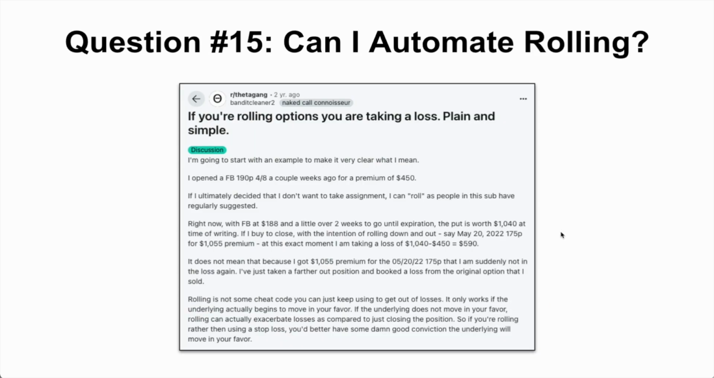Question number 15, can I automate rolling? Guys, rolling options is basically just taking a loss. So rolling options will really kill you if you're wrong on direction.